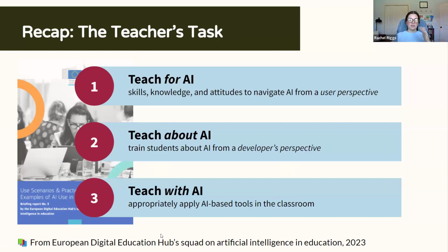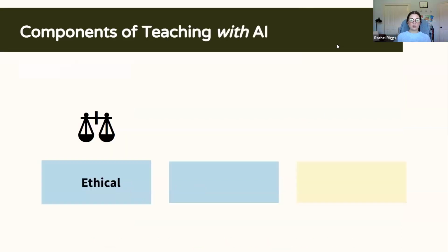As a reminder, last time we talked about these 3 tasks for the teacher. Teach for AI, that's the foundational skills, knowledge, and attitudes needed from a user perspective. Teach about AI, that's the more technical things that students could learn from a developer's perspective, like how machine learning works or data visualization, some of the technical things that might prepare them for a future in developing AI models. And then teach with AI. That's where we were last time, and that's where we are right now today: appropriately applying AI-based tools in the classroom.